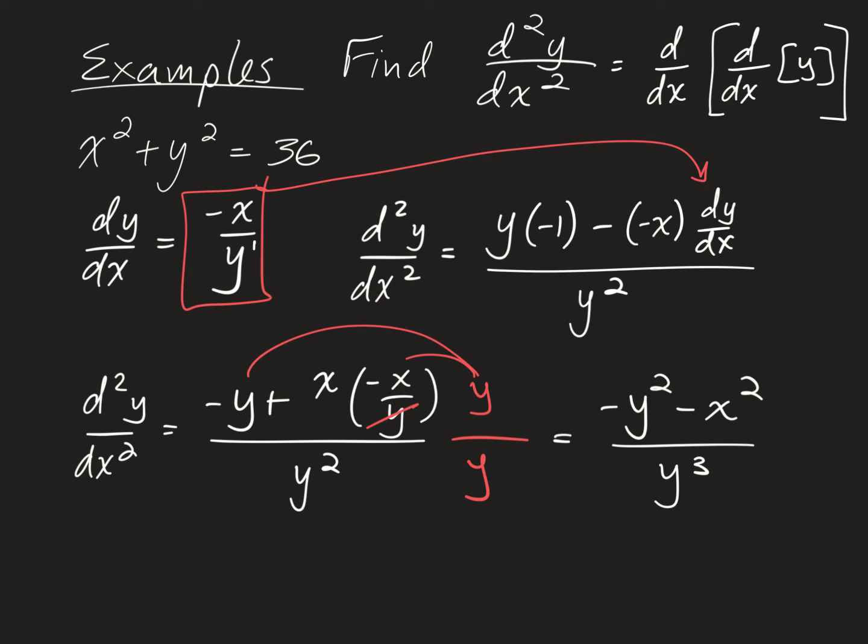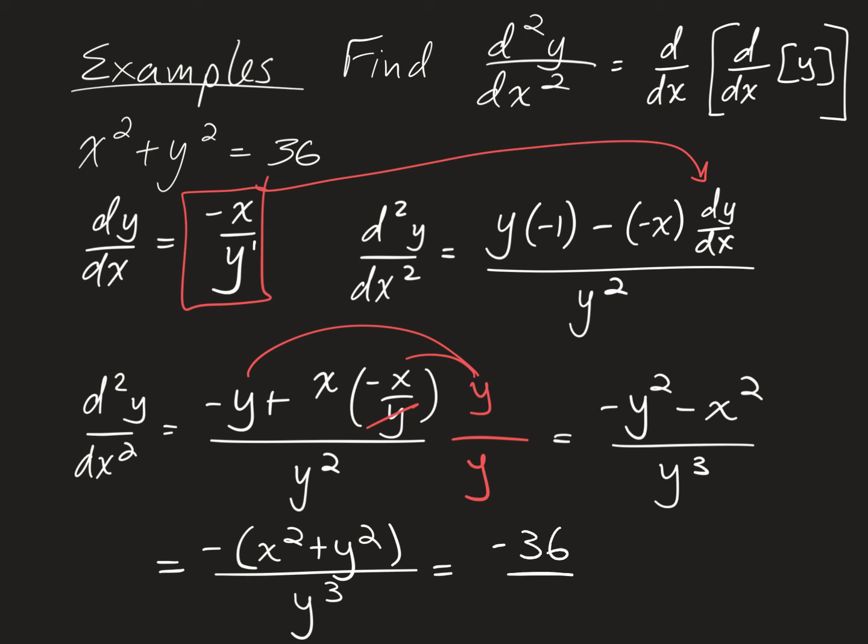But we can do even better than this. You might notice that this is really close to this up here. So if we factor out a negative, we can then rearrange these so that x squared is first, and we can make yet another substitution. That substitution being x squared plus y squared is 36. So we can make this even simpler just by replacing x squared plus y squared with the 36. And that is the second derivative for this function up here.